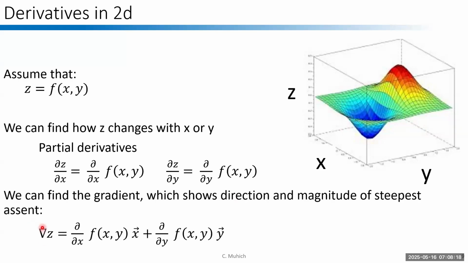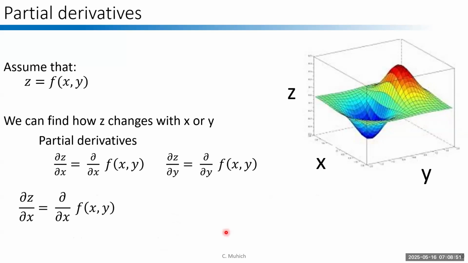And so we represent this with this sort of upside down delta. So the gradient of z is equal to the partial derivative of our function with respect to x times x hat, the x vector, right? So that's saying this tells you what the direction is. This is in the x direction, plus the partial derivative with respect to y of our function in the y direction.